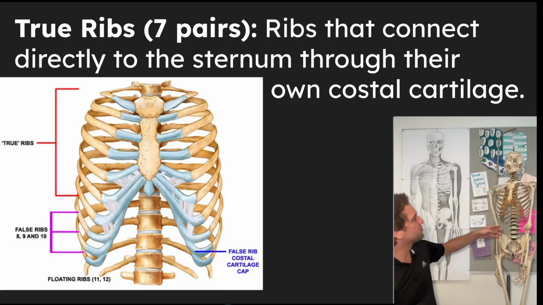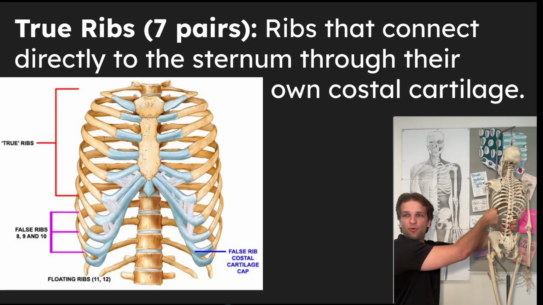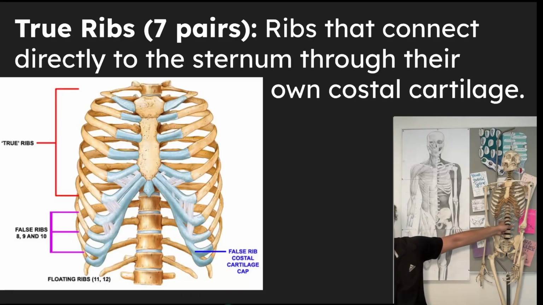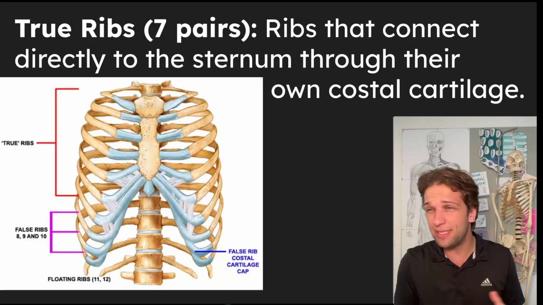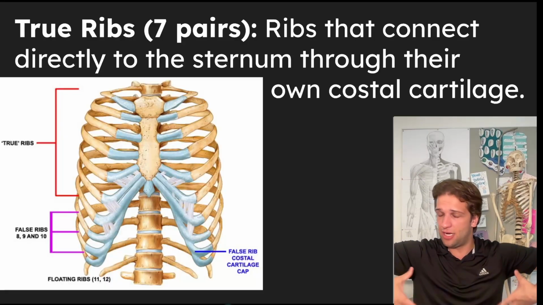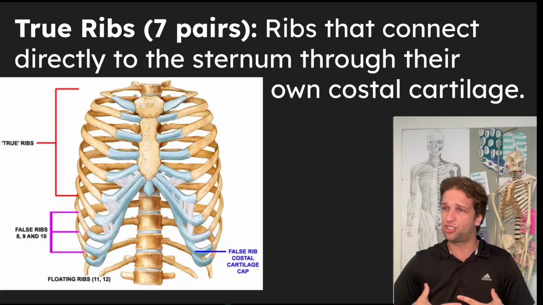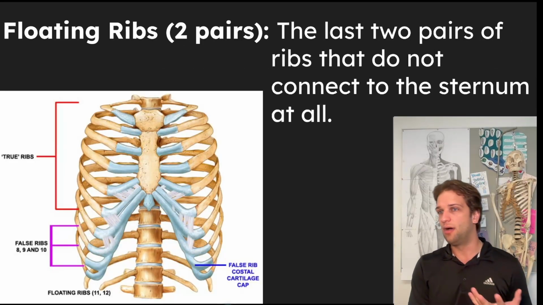And then our last ones here, if you take a look on the back, you'll see that there's a couple of ribs that are entirely not connected to cartilage at all, the bottom 2. Those are our floating ribs, right? They're floating because they actually are floating. They're not connected to anything other than the vertebrae on the back. There's no connection to the front. And those are our final type of rib.